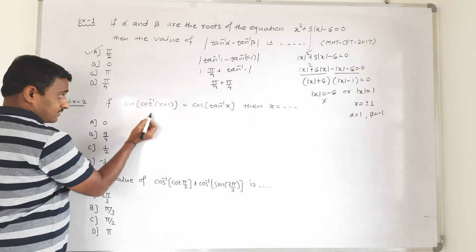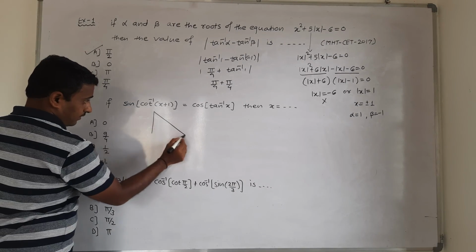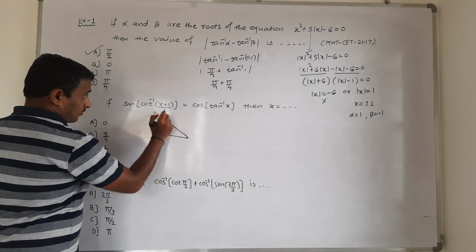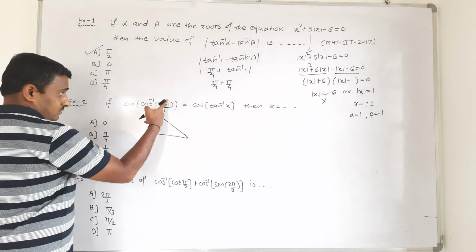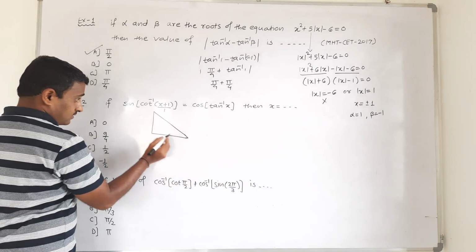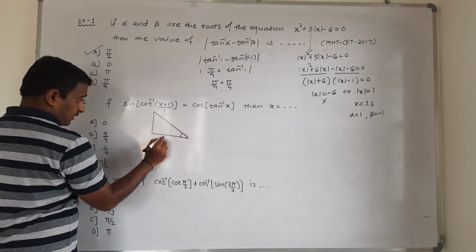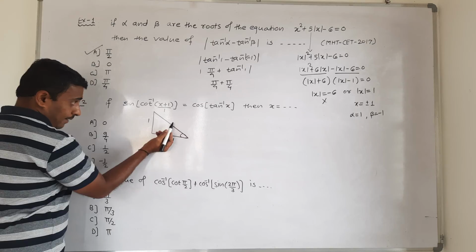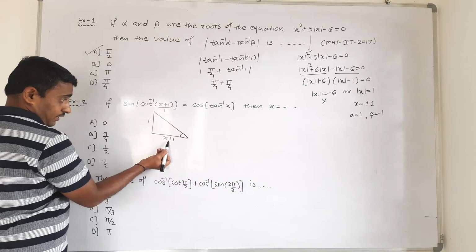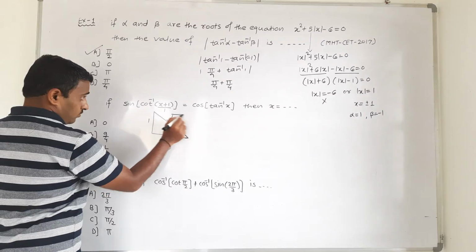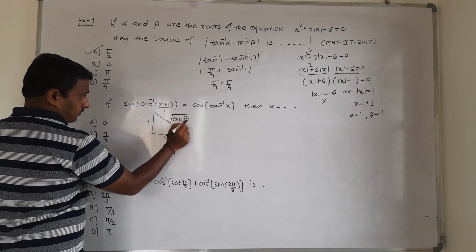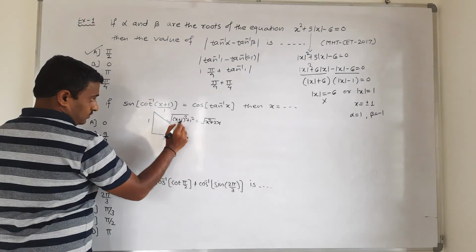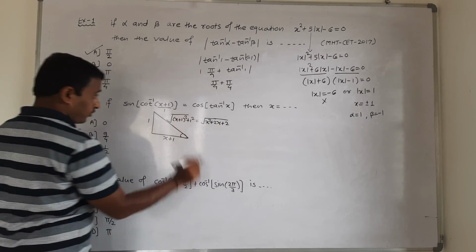What is given? Cot inverse, so I make a triangle first. What is given? Cot inverse x plus 1, with denominator 1. What is the definition of cot inverse? That is adjacent side upon front side. For some angle this adjacent side is x plus 1 and the front side is 1. Therefore, its hypotenuse is the square root of x plus 1 square plus 1 square. That is, the hypotenuse is the square root of x square plus 2x plus 1 plus 1, that is x square plus 2x plus 2.